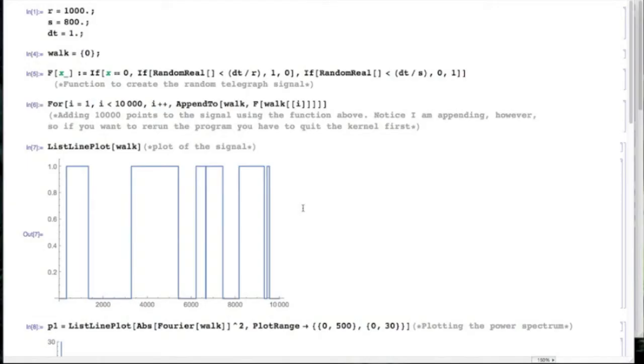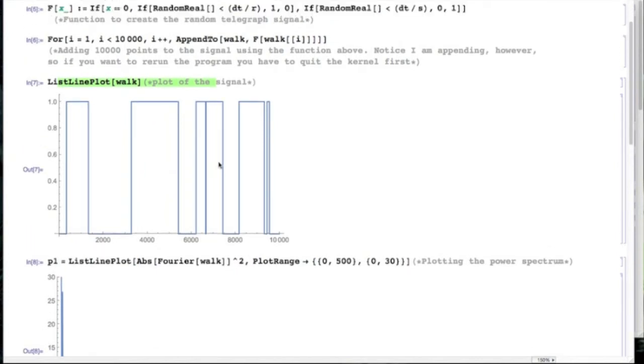Here I will use Mathematica for my simulation. Given the tools available through the program, I thought Mathematica was best fitted. So here you can see my specified r and sigma values. I'm using a random number generator, right here, to produce the randomness. I use this function to append 10,000 steps to my signal list. You can see it plotted right here.